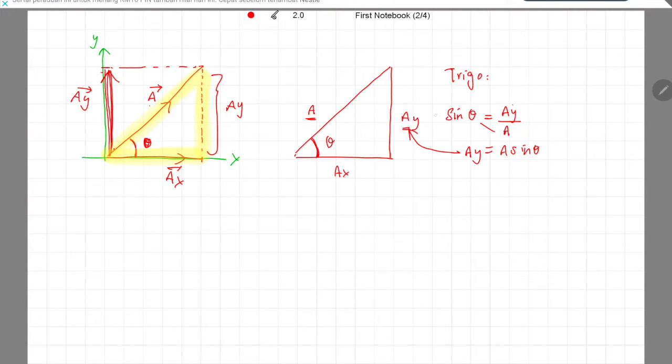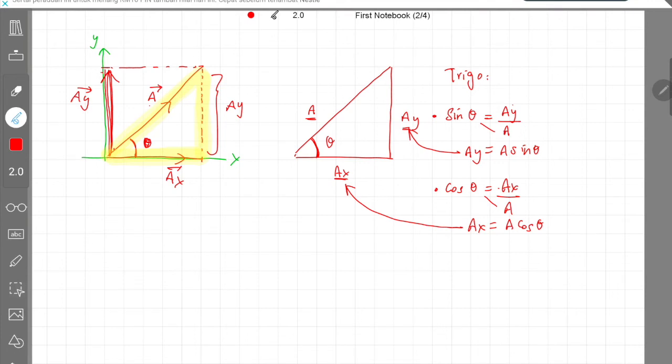Now let's use a second trigonometric relationship, which is cos theta. So cos theta is equivalent to the side adjacent to theta, which is AX, divided by the hypotenuse, which is A. So if I take out this AX, what's left is A cos theta. That is why when we want to calculate the magnitude of AX, we are going to use A cos theta instead.